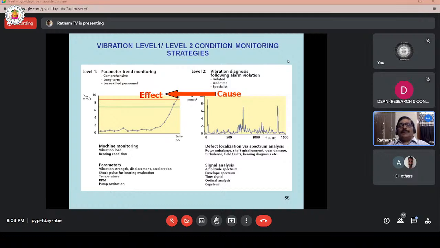Measure the vibration spectrum using an accelerometer, and the FFT spectrum can be plotted. From this, the defect can be localized in the vibration spectrum by seeing these spectral components, amplitude.